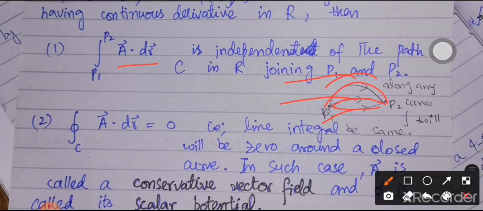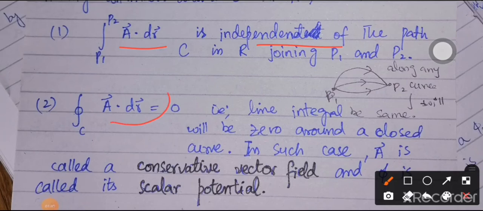In such a case, A is called a conservative vector field, and phi is named as the scalar potential. So why are we saying that when the integral from p1 to p2 of A dot dr is independent of the path, it will be 0 about the closed curve? Because we have a point p1 and a point p2 and I'm joining them by the curve c1, and let's suppose when I calculate the integral from p1 to p2 of A dot dr, we get the answer a.